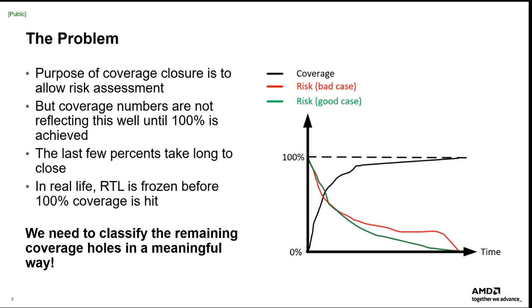And that is a problem, because in real life, RTL is frozen before you hit 100% coverage. I haven't worked for a company which says, yes, that's fine, Rainer, take all the time you need to hit your 100%, we hold the whole tape out until you are done. They say, it needs to be done. What is the risk? Give me an assessment. Where are we? So we need somehow to classify the remaining coverage holes in a meaningful way.